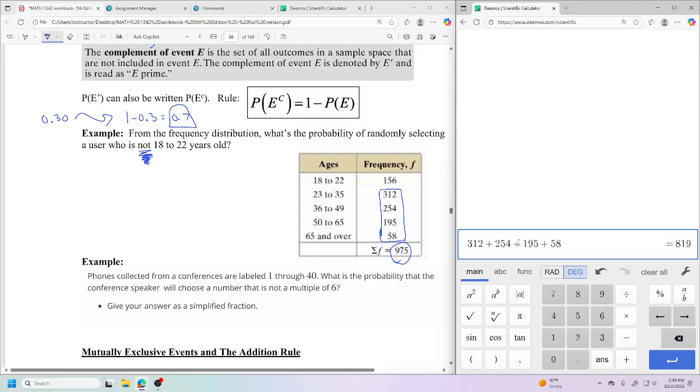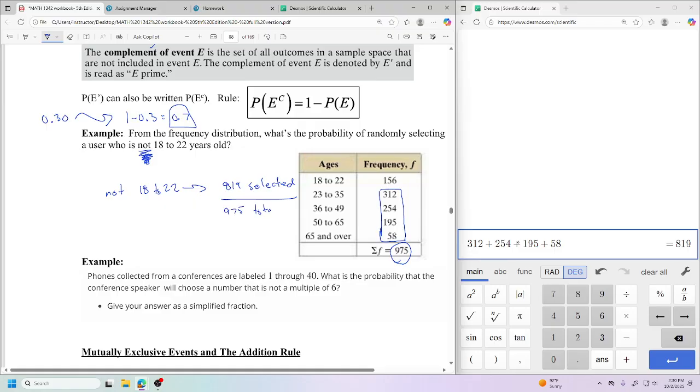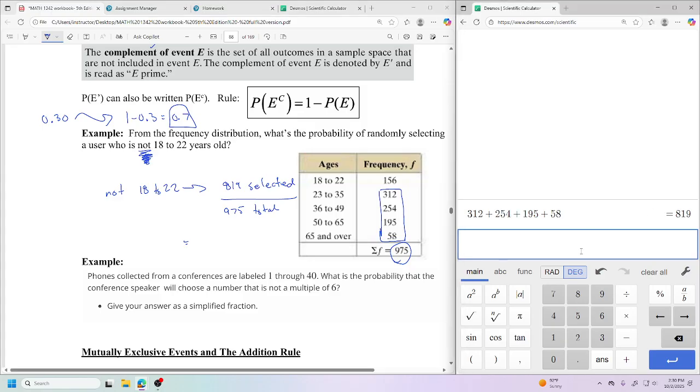So what I'm getting, for the not 18 to 22, I've got 819 selected. And again, what was my total for this whole thing? Grand total. There it is, 975, my total. Calculator, and that would be it. That's all we're doing here.